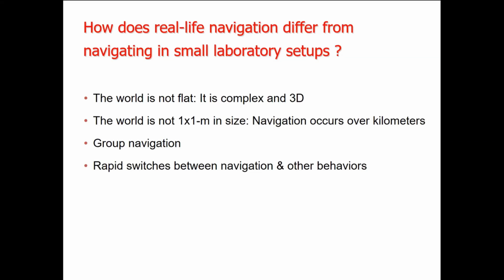Often animals navigate in groups. So how do social factors come into play? And also when we navigate, we often switch to other behaviors. We don't just navigate, we also do other things. So how do switches between navigation and other behaviors affect the system?